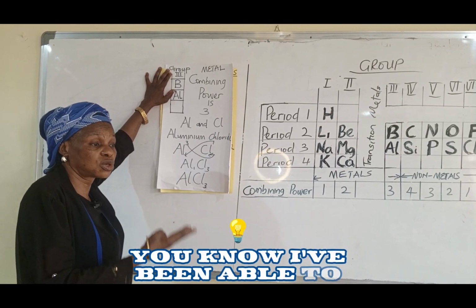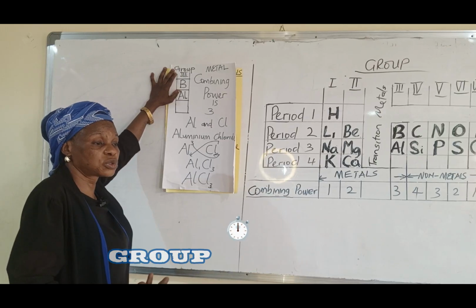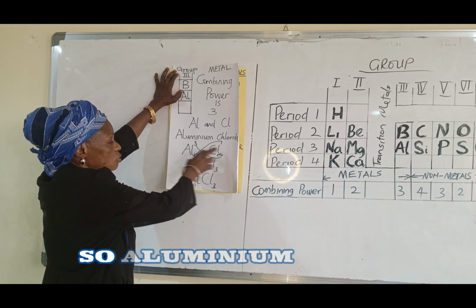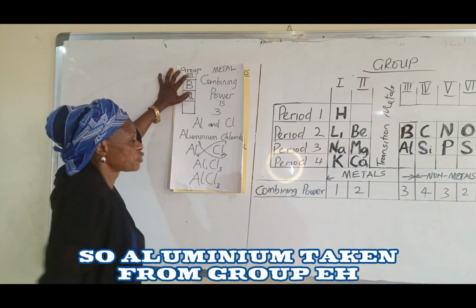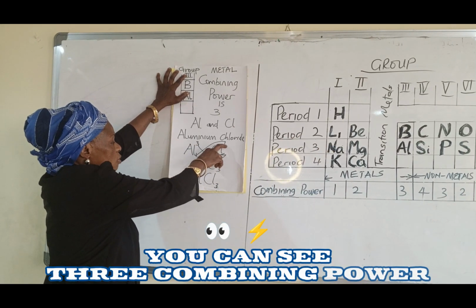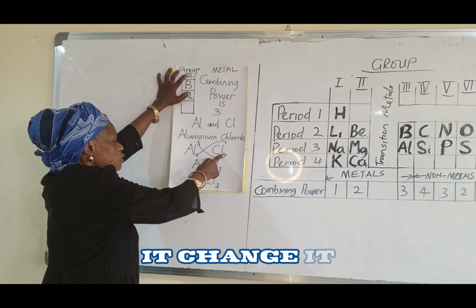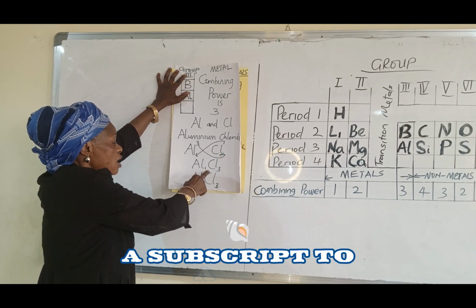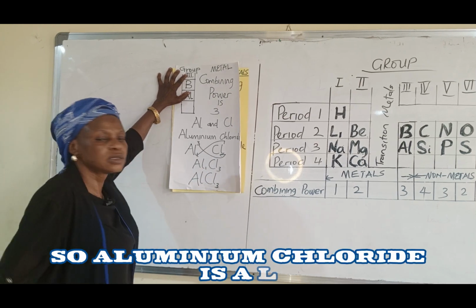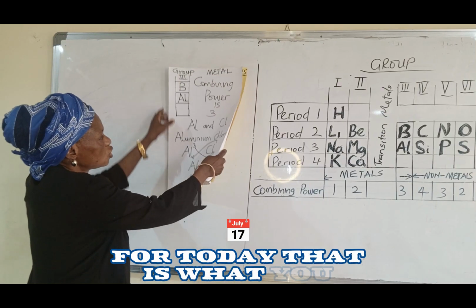I've been able to combine group 1 with group 7, group 2 with group 7, and now group 3 with group 7. So aluminium taken from group 3 with chlorine. You can see combining power 3, combining power 1. Subscript to aluminium, it gives this one as subscript: Al1, Cl3. So aluminium chloride is AlCl3. For today, that is what you should be learning.